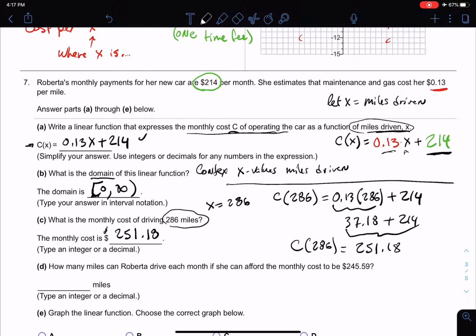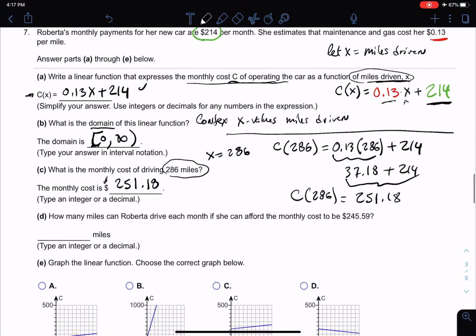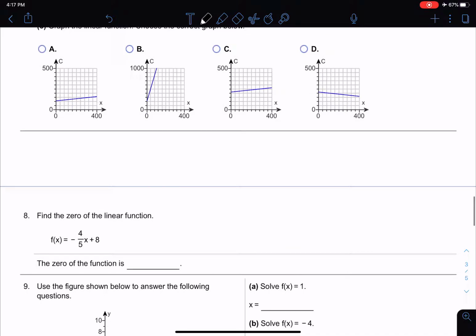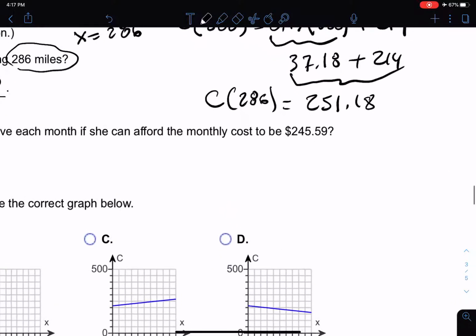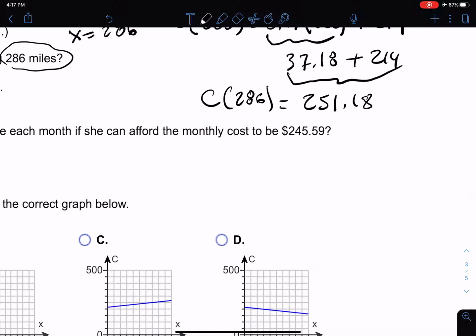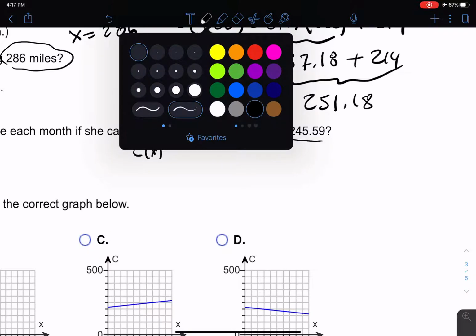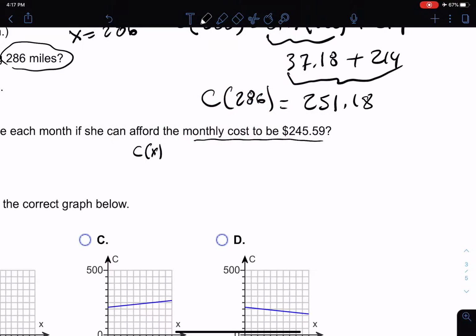And next problem: how many miles can Roberta drive each month if she can afford the monthly cost? The question is, the monthly cost, is that x or is that C of x? Well, C of x is actually the cost, the monthly cost.